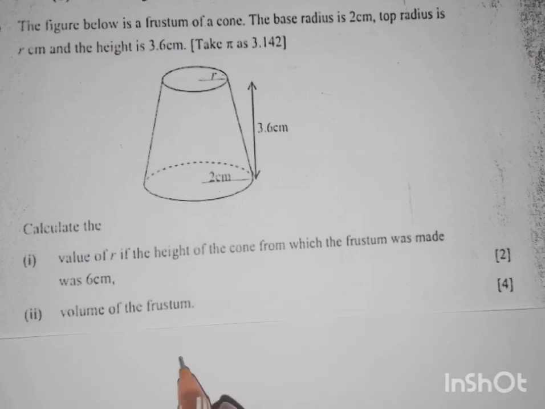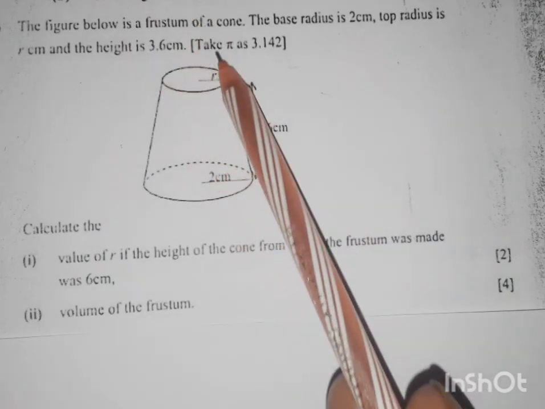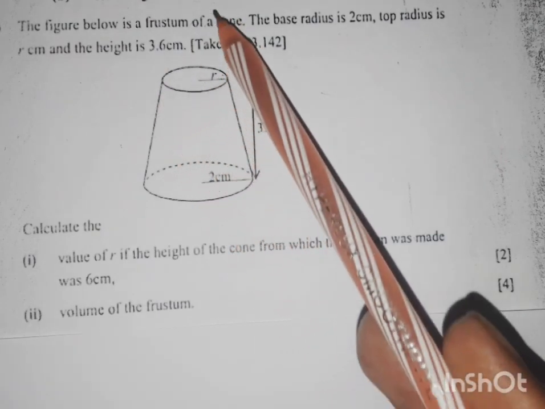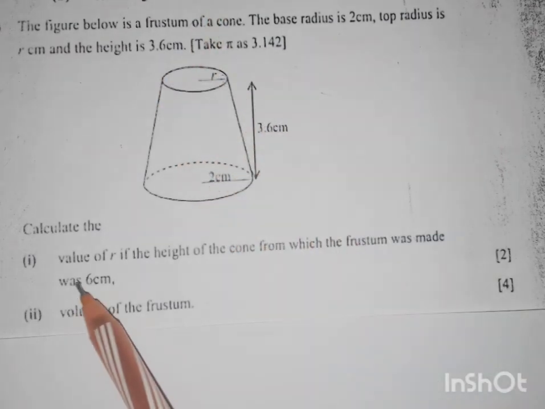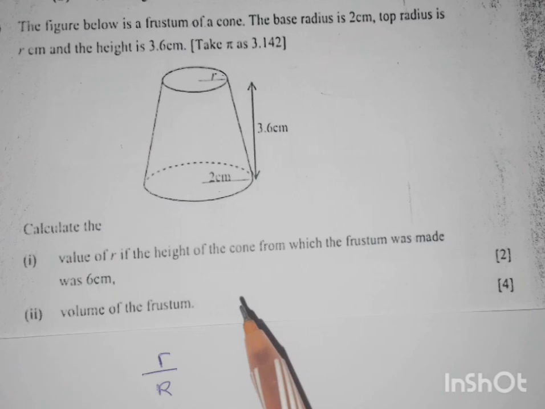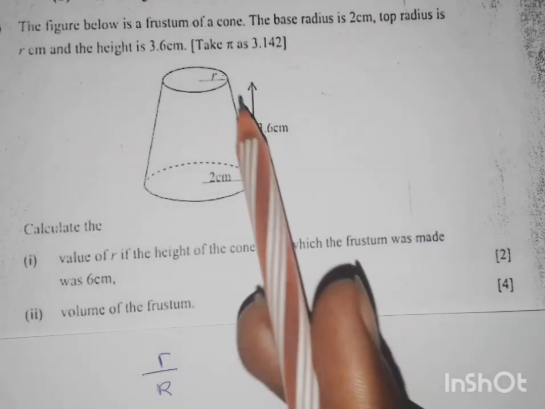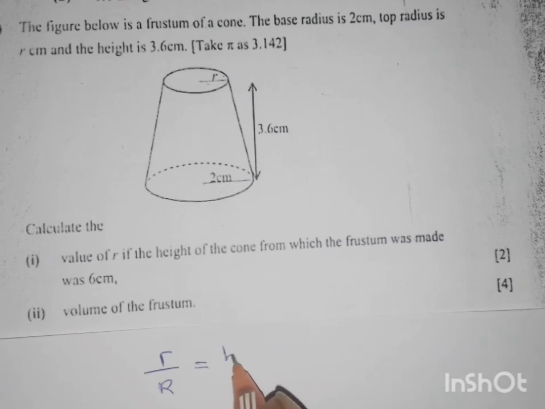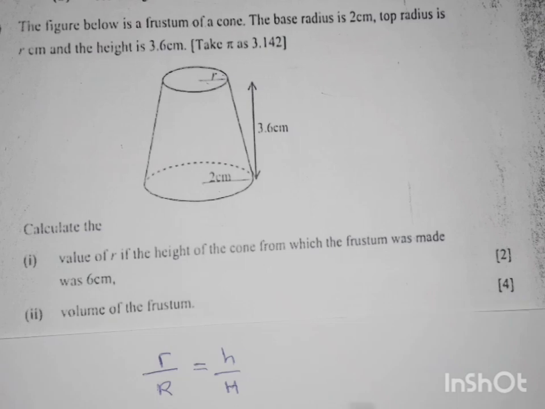So for r here, I'm going to create a formula. Let's say this cone was extending somewhere there to make a full cone. This other part here is the height that we have been given. So we say small r over large r, the large r being this one and the small r this one, is equal to small h over large h.